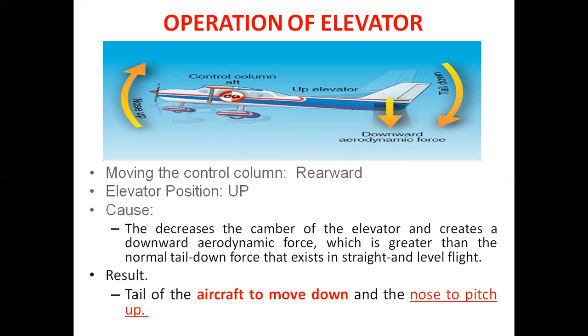So rearward movement is pulling the control column, which results in the elevator position going up. Now the elevator is going up. Once the elevator goes up, it increases the camber of the elevator, which creates a downward aerodynamic force greater than the normal tail down force that exists in straight and level flight, and which results in the tail of the aircraft moving down and the nose of the aircraft pitching up.